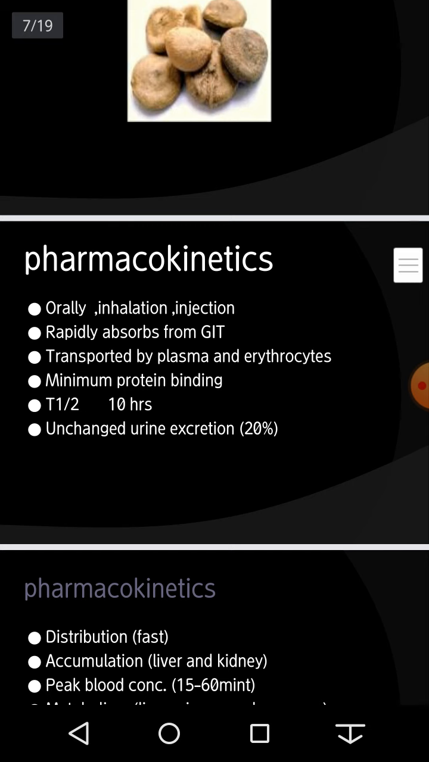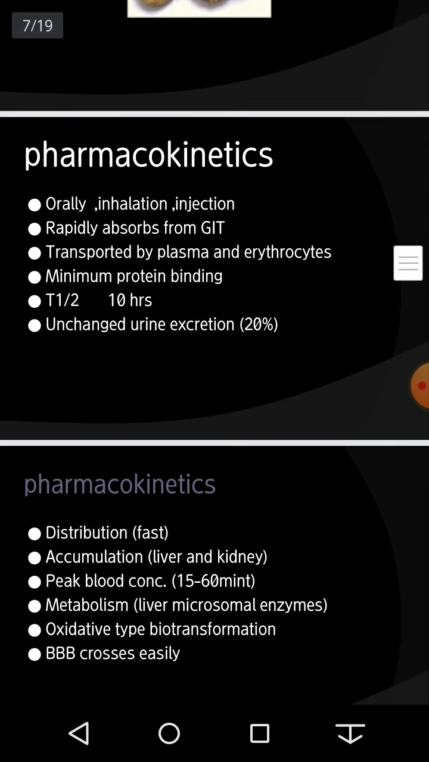Pharmacokinetics. So now it can be taken orally, in inhalational form, and in injection form. Rapidly absorbed from the GIT. Transported by plasma and erythrocytes. Minimum protein binding, so it has very low protein binding, okay, so it can easily be transported into tissues. Half-life is 10 hours and unchanged urinary excretion is approximately 20%.